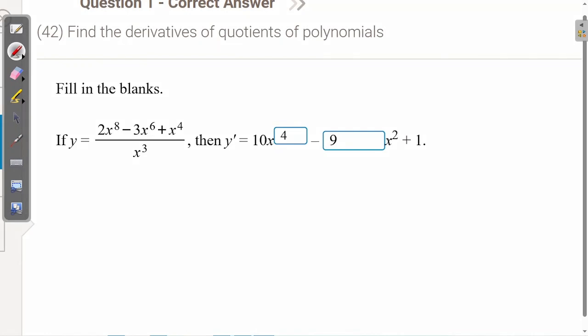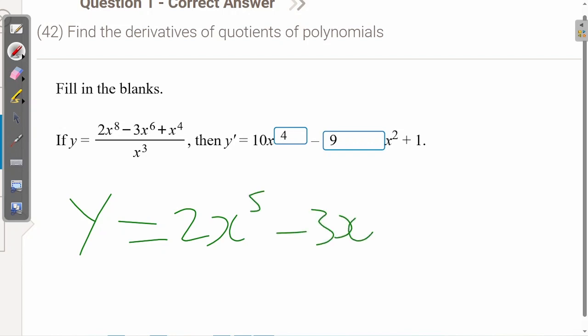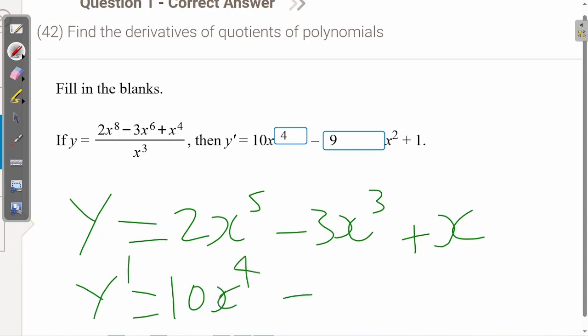Okay, here they want the derivative of this equation. So first of all, we want to simplify it. So divide by x to the power of 3 for all of them. So 2x to the power of 8 minus 3, 5 minus 3 to the minus 3x to the power of 3 plus x. Then now you derive, so you get y prime is equal to 5 times 10, you bring it down, 10x to the power of 4 minus 9x squared plus 1. So that's the answer.